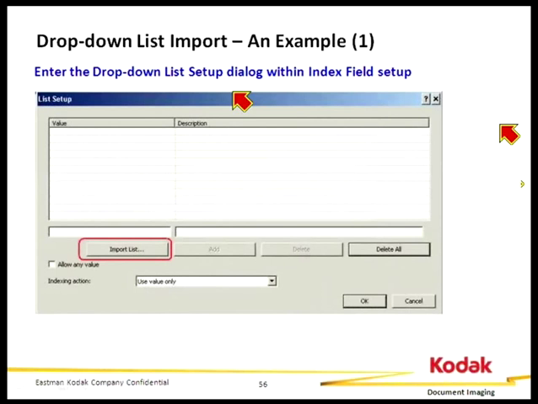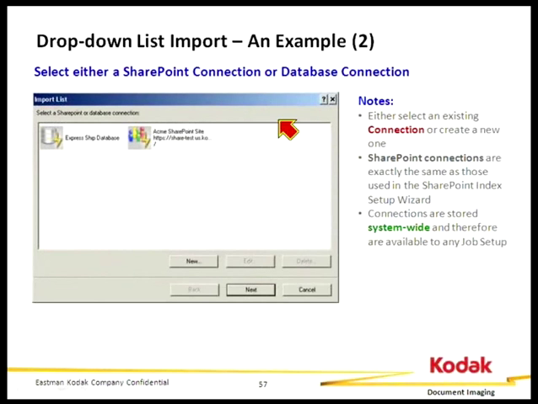I enter the drop-down list setup dialog with index field setup. My list is empty. I click on import list. I must either select a SharePoint connection, identical to the connection that we just talked about with the SharePoint Index Setup Wizard, or a database connection. This dialog will list all of the connections that I've established. The SharePoint connections are identical to the SharePoint Wizard connections that we talked about earlier. So I can either select an existing connection or create a new one. And all connections are stored system-wide and are available to any job setup.